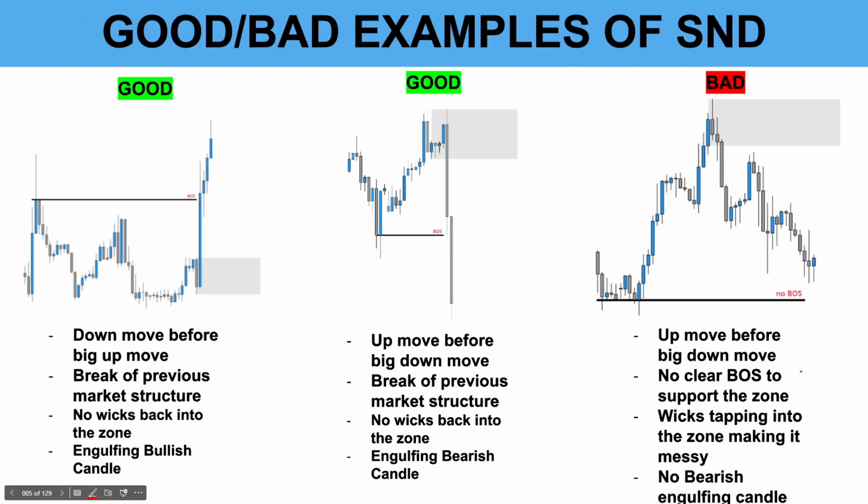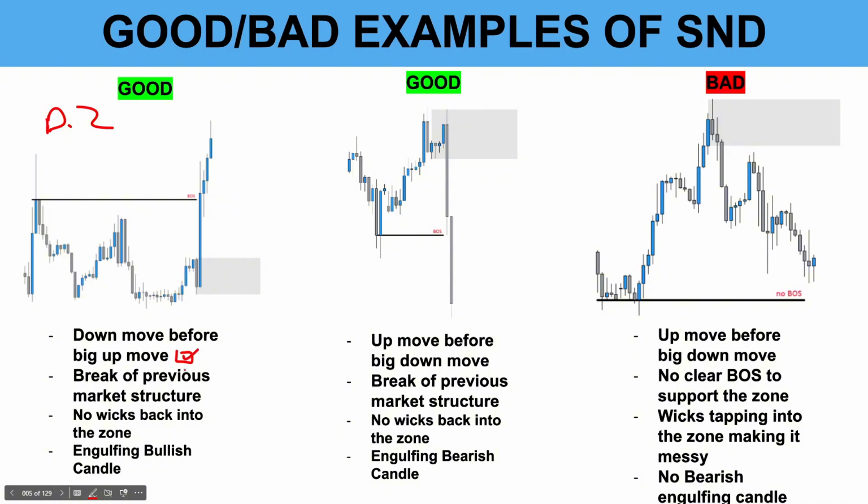Let's now run through a couple of examples of some good and some bad supply and demand zones. I will also be introducing some new criteria to what makes a supply or demand zone valid. First things first, this is a good example of a demand zone, right? So this right here is a demand zone. And why is it a good example? Because first of all, we meet the definition.